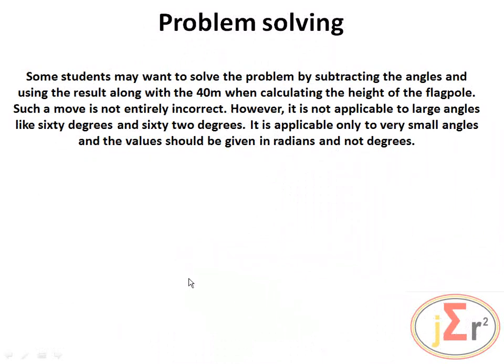Some students may want to solve the problem by subtracting the angles and using the result along with the 40 meters when calculating the height of the flagpole. Such a move is not entirely incorrect. However, it is not applicable to large angles like 60 degrees and 62 degrees. It is applicable only to very small angles, and the values should be given in radians and not degrees.